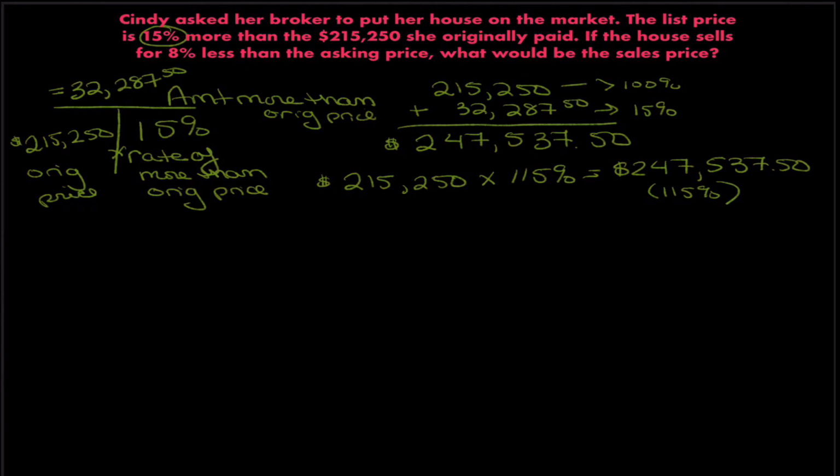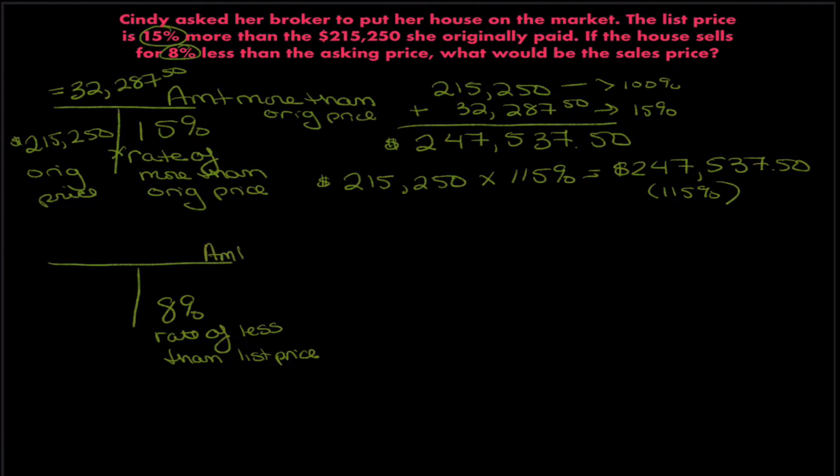So now we know how much it was listed for, but that's not what we're looking for. So let's look at our next rate, which is the 8%. We're going to take a T-bar. We'll put the 8% in there, and I'm going to call that the rate of less than list price, because that's the rate of what it sold for. It sold for 8% less than the list price. And that means up top is going to go the amount less than list price. And all of that's going to be based off of our list price.